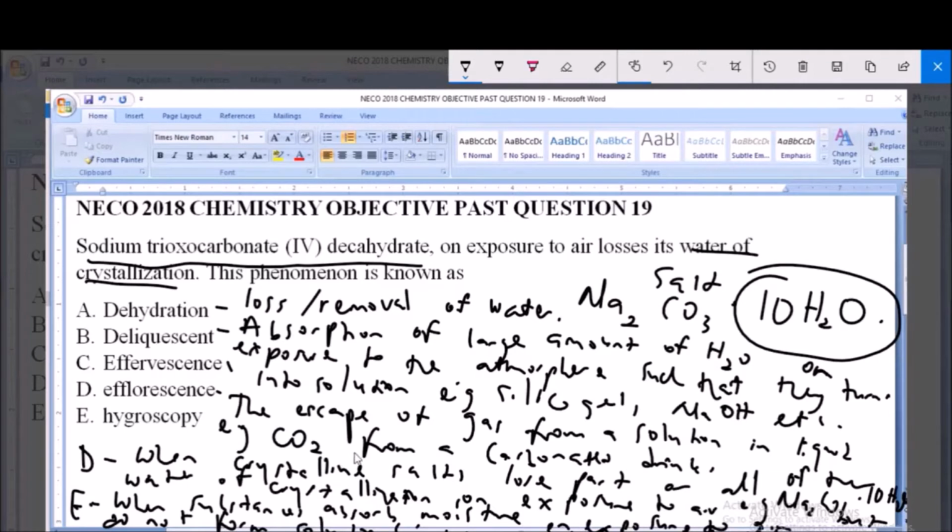So from the descriptions we have given, we have rightly established that option D, efflorescence, is when crystalline salts lose part or all of their water of crystallization on exposure to air. The example we gave was sodium trioxocarbonate 4-decahydrate. So it loses its water of crystallization on exposure to air. So the phenomenon, as we said, is efflorescence. Efflorescence, option D, is the correct answer to this question.